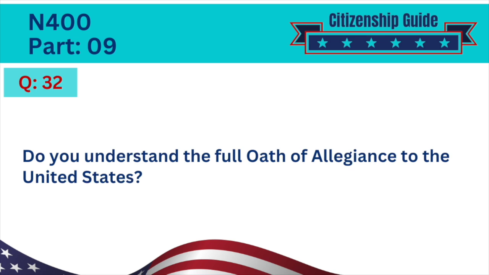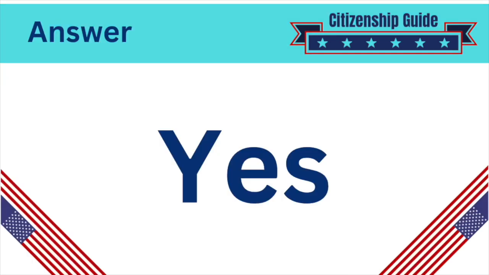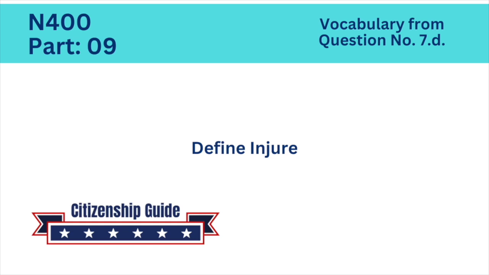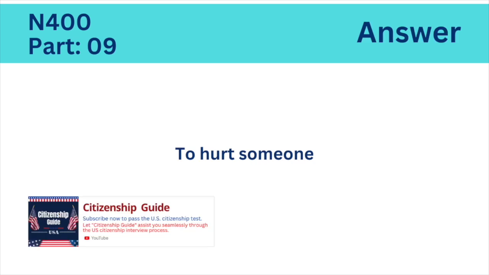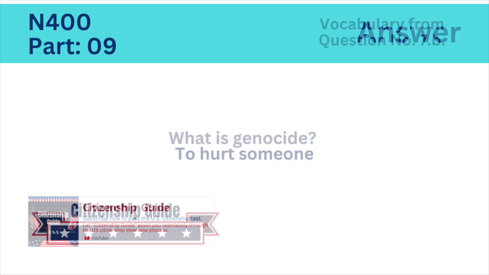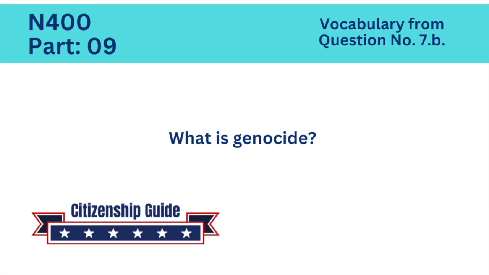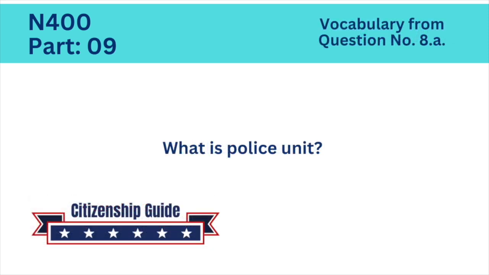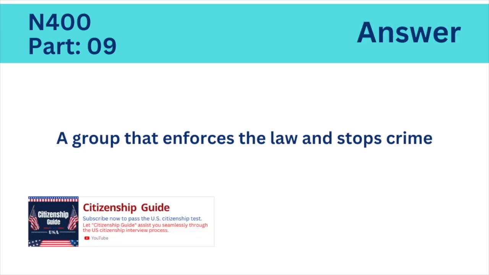Do you understand the full oath of allegiance to the United States? Yes. Define injure. To hurt someone. What is genocide? To kill a whole race. What is police unit? A group that enforces the law and stops crime.